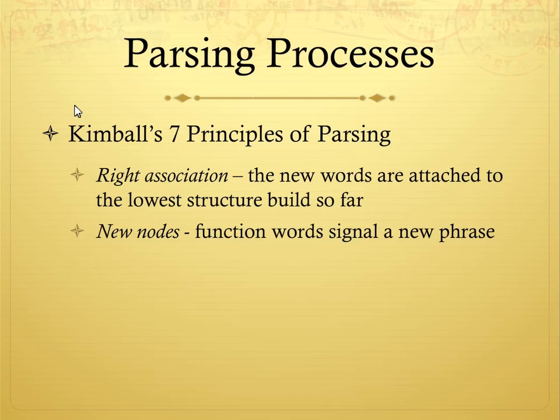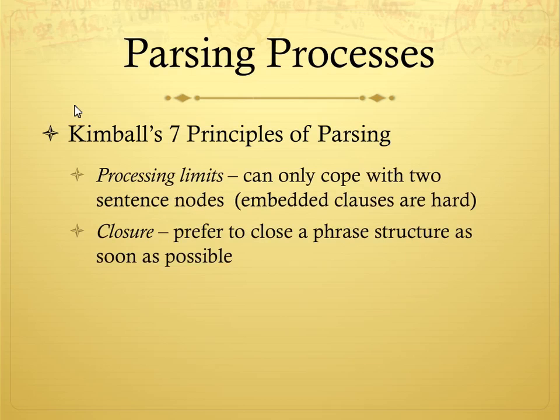Anytime we hit a function word, we're expecting a new phrase, and that creates new nodes on the tree, or new branches on our tree. We can only cope with a couple of sentence nodes at once because of our processing limits. So anytime you have a sentence with embedded clauses, that gets very complicated, and your brain is just overwhelmed, because we have working memory limits, and parse trees have those same kinds of limits.